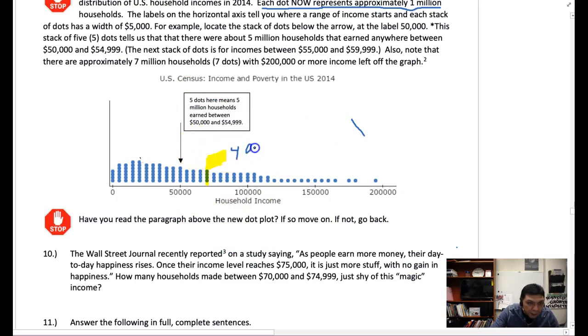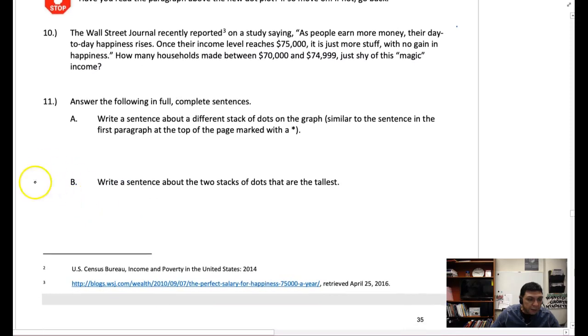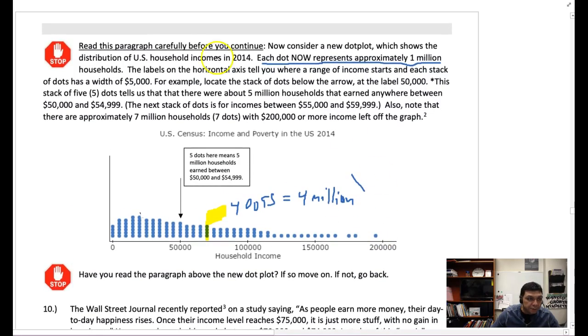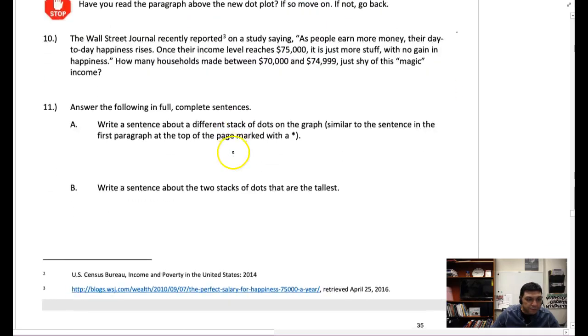So this is 4 dots. But 1 dot is 1 million people, so this is 4 million. Sorry for my writing, this pen just doesn't write that well. 4 million people right there. So that's the answer to number 10. Then you pick your own dot and try to make an interpretation. If you pick this 1 dot here, this looks like 190,000. So there's 1 million people that make 190,000 or more in terms of the income per this graph. So that's a dot plot.